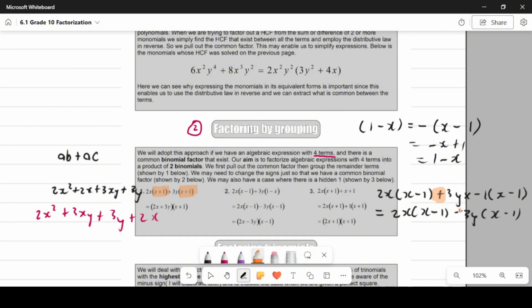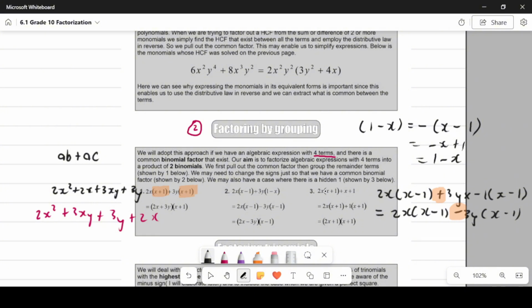Because you change the sign from a positive to a negative, and you swap the position of what you have in the brackets. So here we swap the 1 and the x, and we change the sign of the term in the front there. Right? So therefore you have a common binomial factor that you can extract, and you have the product of two binomials. That's what we call factoring by grouping.